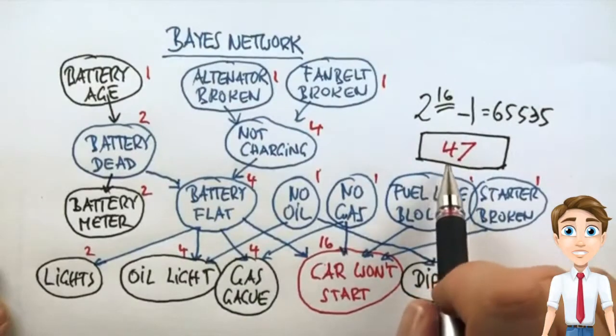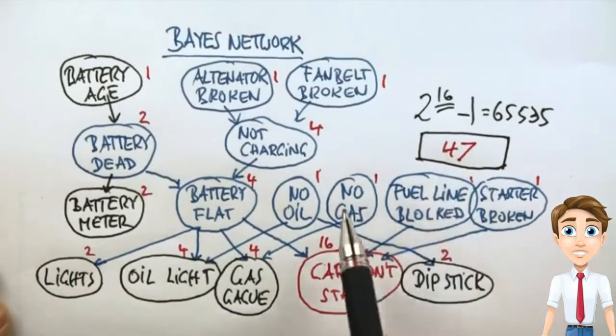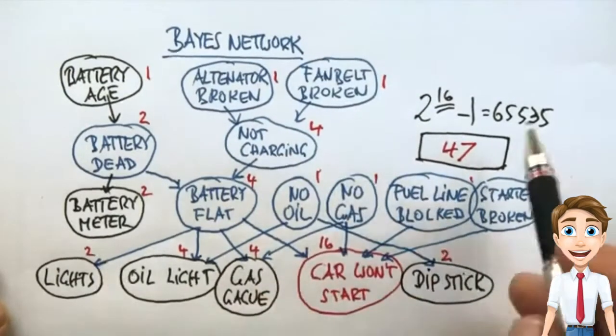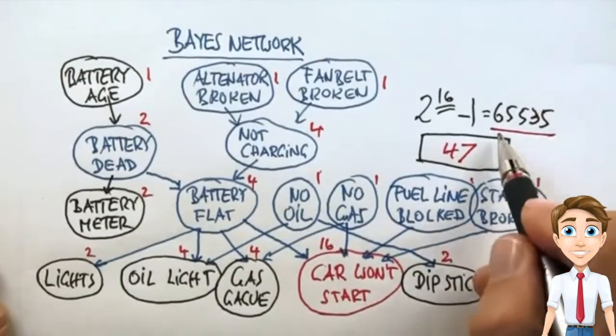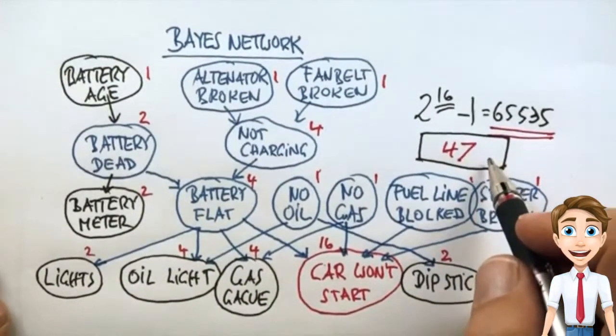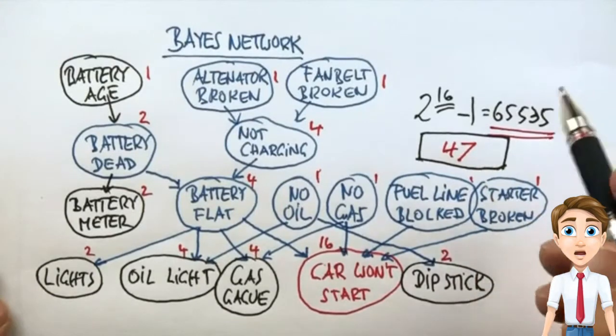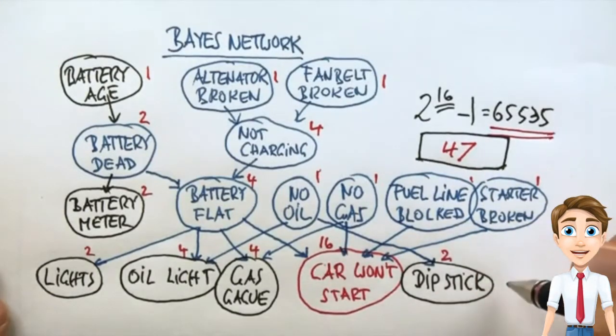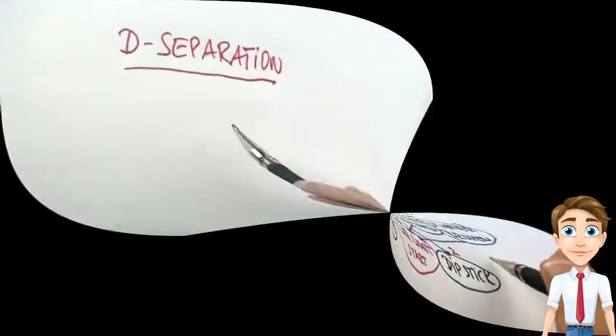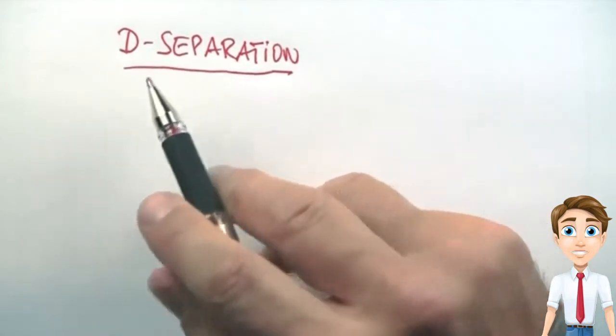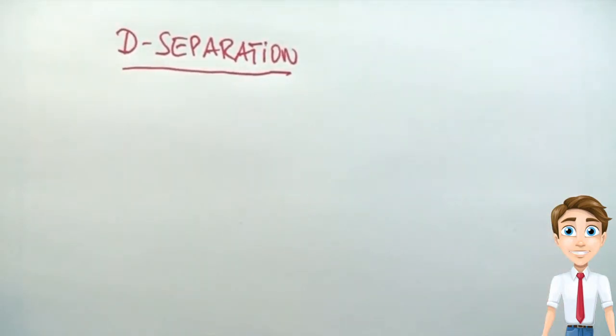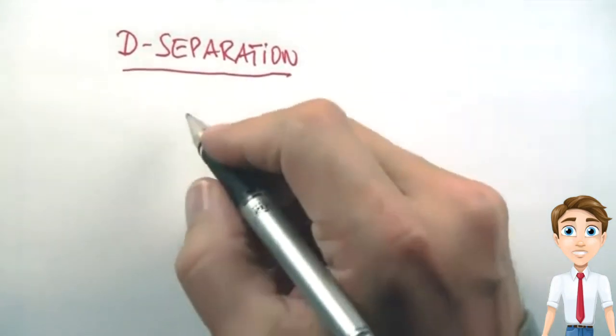So it takes 47 numerical probabilities to specify the joint, compared to 65,000 if we didn't have the graph-like structure. I think this example really illustrates the advantage of compact Bayes network representations over unstructured joint representations. The next concept I'd like to teach you is called D-separation. And let me start the discussion of this concept with a quiz.